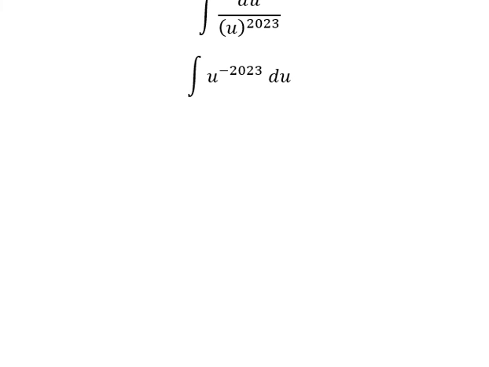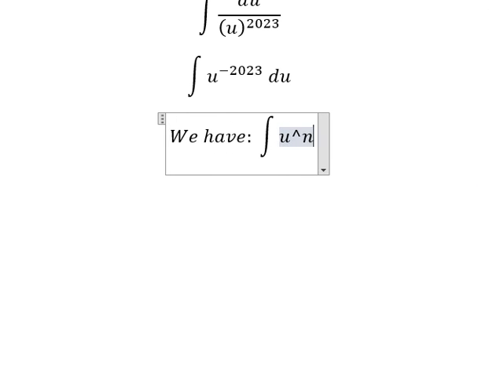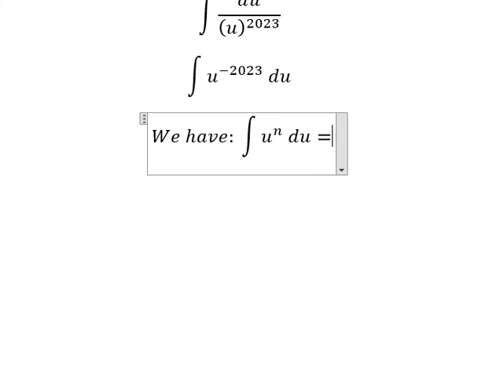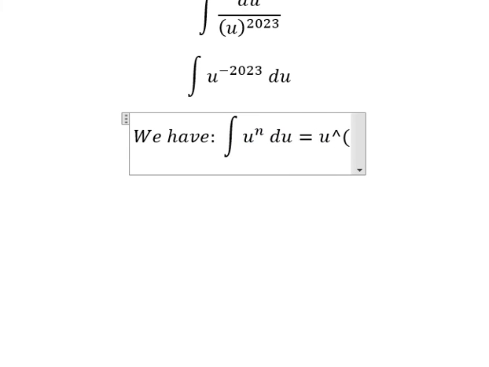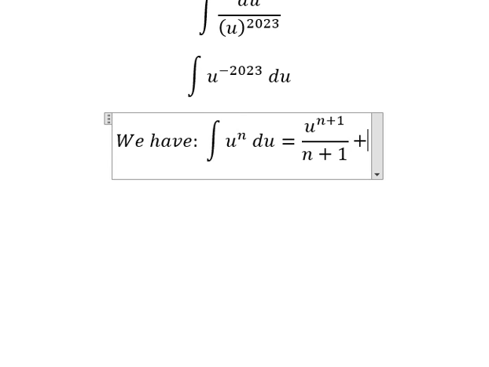Next, we have the formula in here. The integration of u to the power of n du gives u to the power of n plus 1 over n plus 1, and we put c.